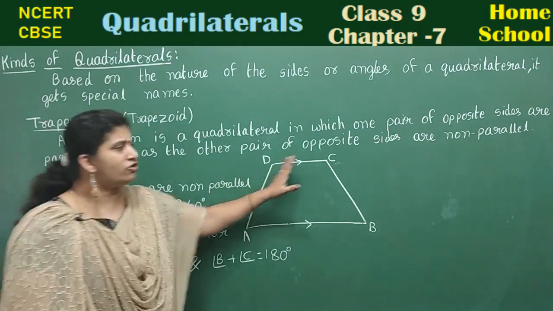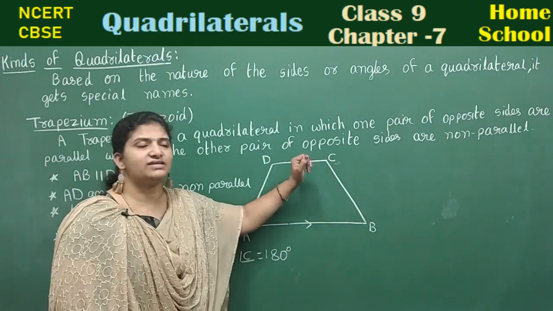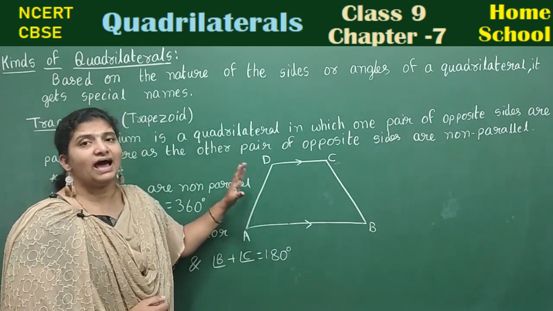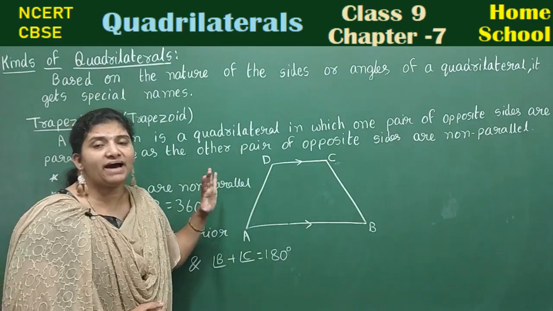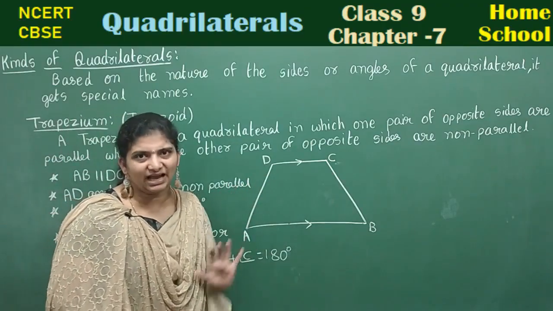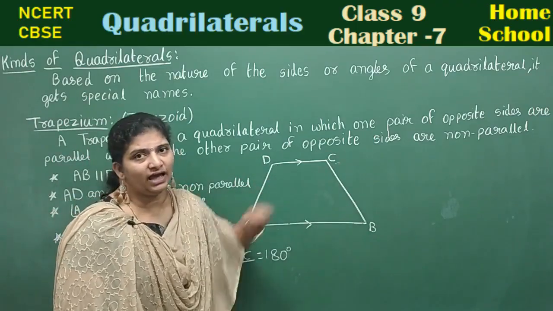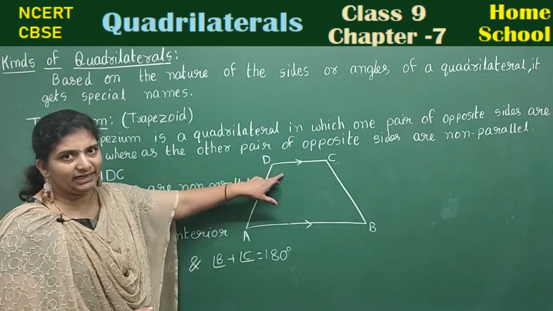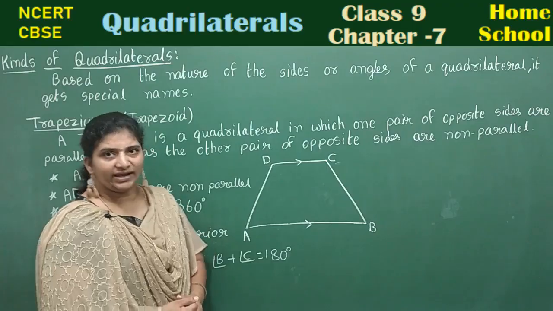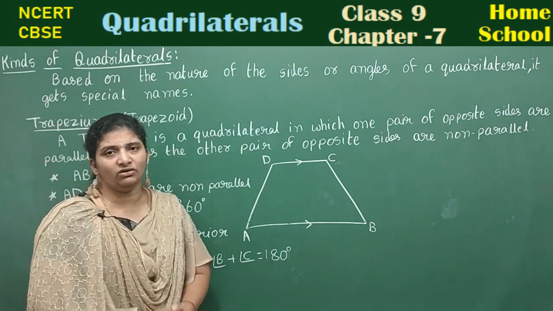Look here, these are all interior angles: angle A, angle B, angle C, angle D. But now I am talking about the co-interior angles, the angles created by the non-parallel sides. Which are the non-parallel sides? AD, BC. These are the co-interior angles. Angle A plus angle D is equal to 180 degrees, and angle B plus angle C is equal to 180 degrees.